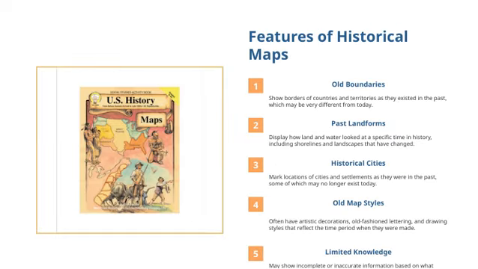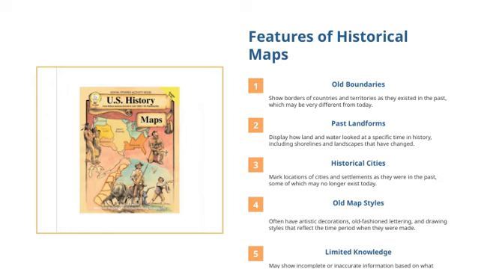Now, let's take a closer look at some common features of historical maps. First, you'll notice old boundaries. These maps show the borders of countries and territories as they existed in the past, which can be very different from today's borders. It's fascinating to see how borders have shifted over time. Next, past landforms are often depicted, illustrating what the land and water looked like at a specific point in history. Shorelines, coastlines, and landscapes might have changed significantly since then.